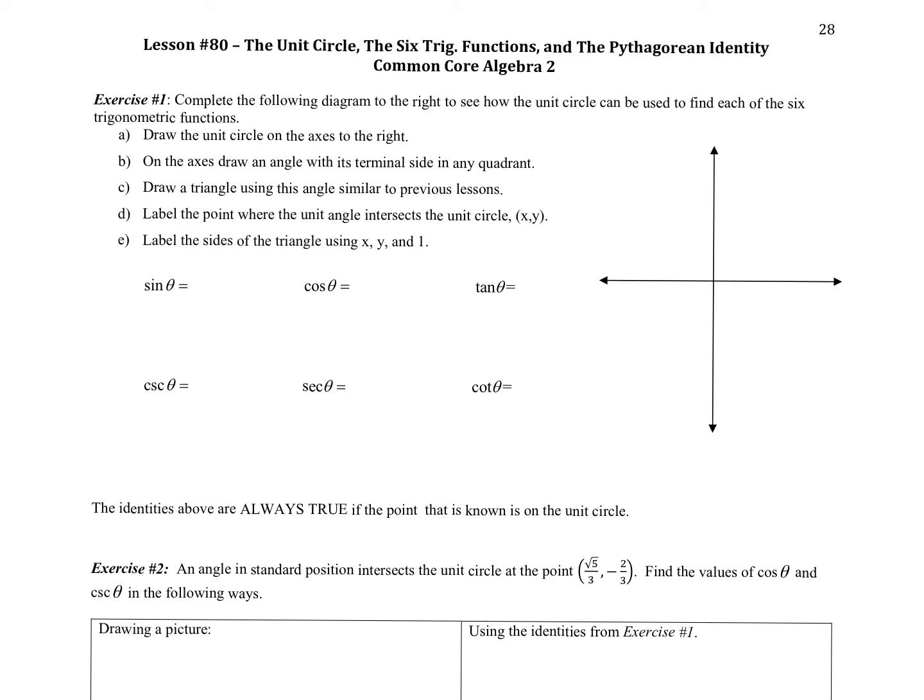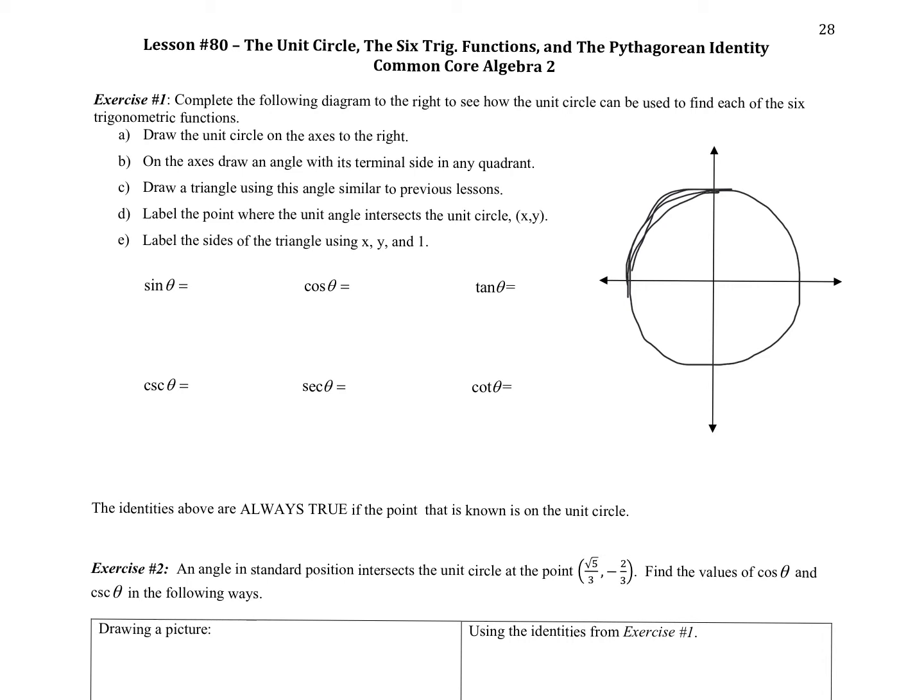In this lesson, we're going to look at some more patterns and identities that we can get from the unit circle. So I'm going to draw the unit circle on the axes to the right. And we're going to start over again because that did not start out so great. Hopefully this is better. Harder than it looks on my tablet.